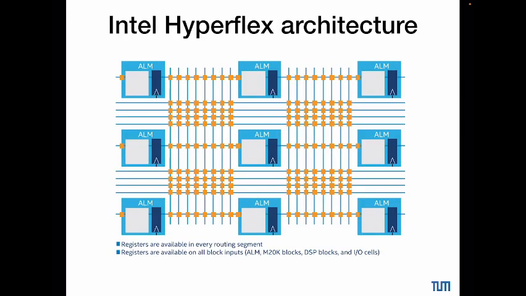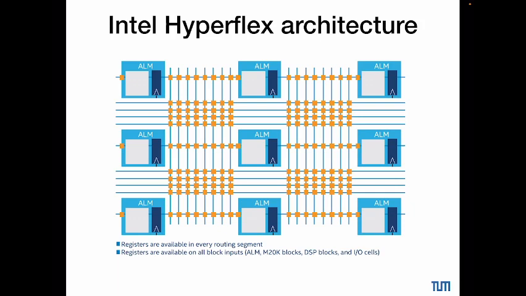Right, so let me just show you here the picture of the Intel HyperFlex architecture. So you have these adaptive logic modules. Basically what these are, lookup tables. So you have the inputs and you have a lookup table which creates the appropriate output of the function that you want to compute, right? And so you have quite a number of those. You also have these DSPs and so on in this architecture.